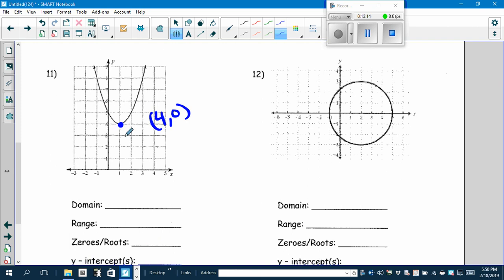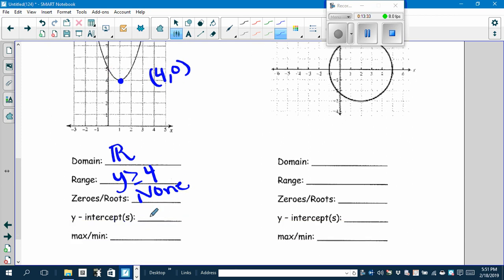So let's look at our domain. Our domain goes left and right forever and ever, so it's all real numbers. And our range is y is greater than or equal to 4. Our zeros, there are none. But there is a y-intercept at (0, 5), right? So this y-intercept is (0, 5).